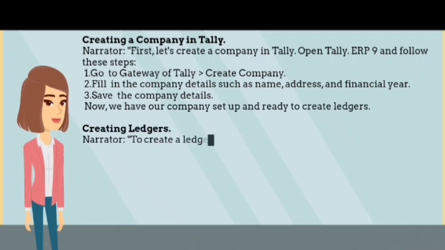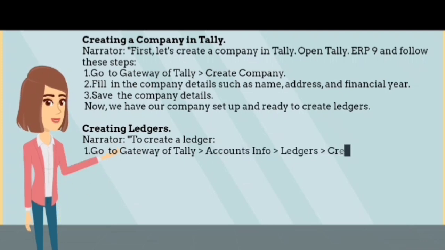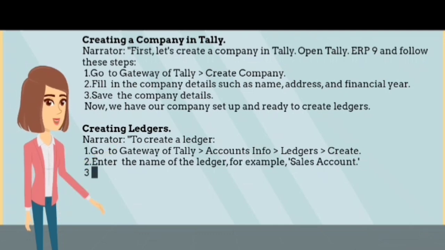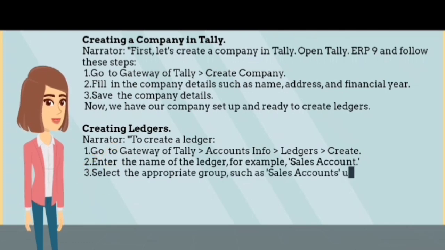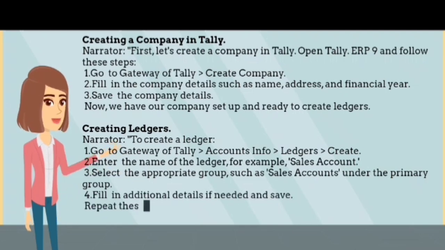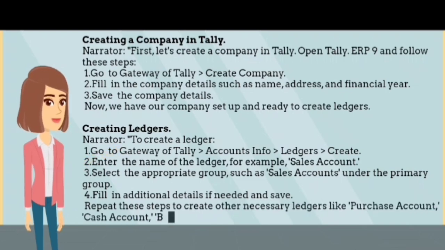Creating ledgers. To create a ledger: 1. Go to Gateway of Tally, Accounts Info, Ledgers. 2. Enter the name of the ledger, for example, Sales Account. 3. Select the appropriate group, such as Sales Accounts under the primary group. 4. Fill in additional details if needed and save. Repeat these steps to create other necessary ledgers like Purchase Account, Cash Account, Bank Account, etc.